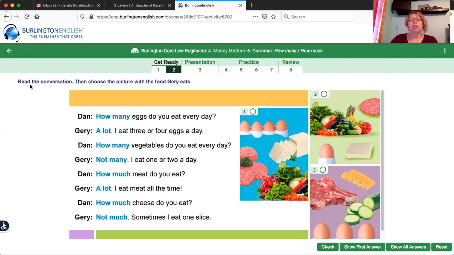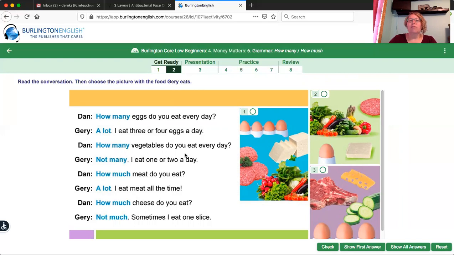So if you look at the directions, it says to read the conversation, choose the picture with the food Gary eats. So we have two people, Dan and Gary, and they are talking about food. Here's our first person. How many eggs do you eat every day? Gary's response, a lot. I eat 3 or 4 eggs a day.